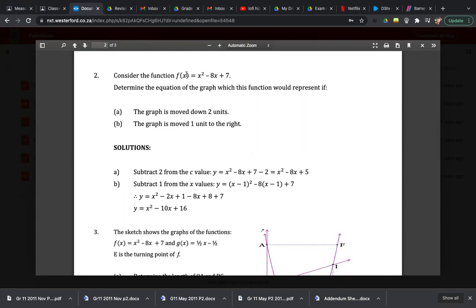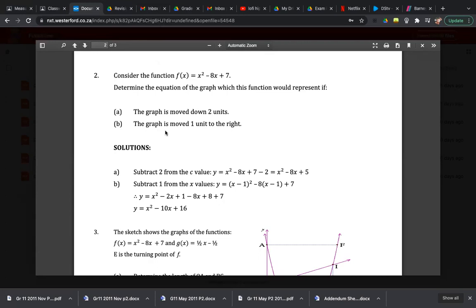So they're saying, consider the function f of x. Remember, f of x is just y equal to x squared minus 8x plus 7. Determine the equation of the graph which this function would represent if a, the graph is moved down 2 units. So we said, what do we do when we move down 2 units? We minus 2 from the equation. So there we see, they have the equation minus 2. There you get the new equation. Okay, easy. That would be a 1-mark question.